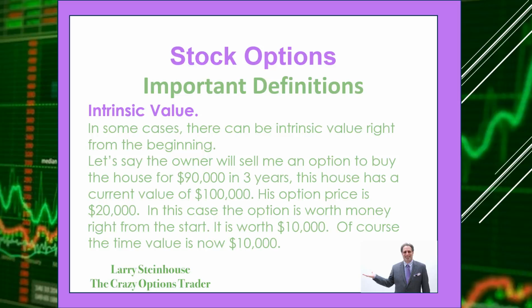So what he's basically doing is he's saying, well, yeah, I'm going to give you some intrinsic value in that option. So right from the start, it's worth $10,000. Get it? The current house price is $100,000. I can buy the house for $90,000, so I have $10,000 worth of intrinsic value.